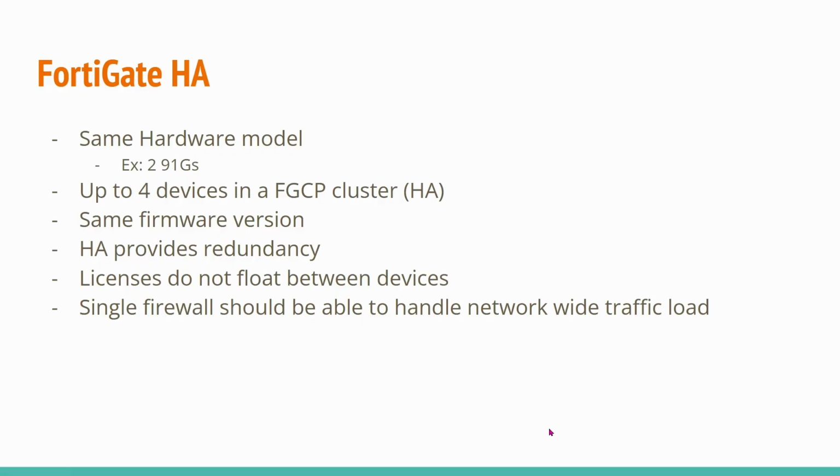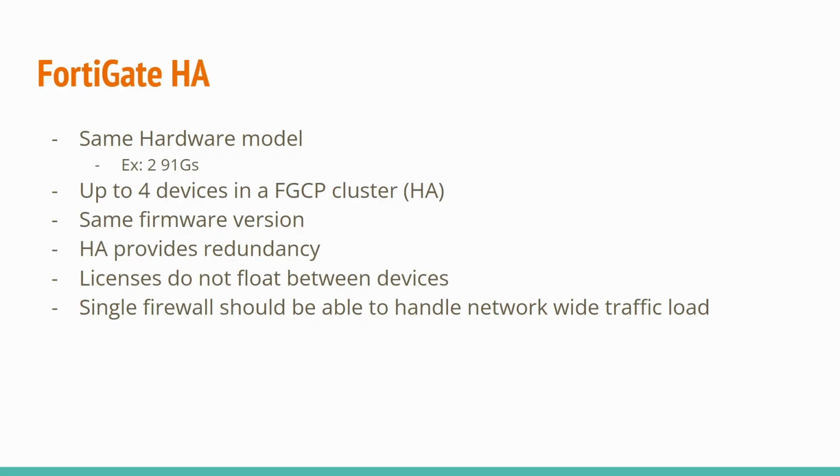So where does HA, or high availability, come in? HA essentially allows us to build redundancy at the firewall level. Instead of relying on a single FortiGate, we'll have multiple FortiGates in a cluster. So if one of the firewalls fails, another unit can take over.